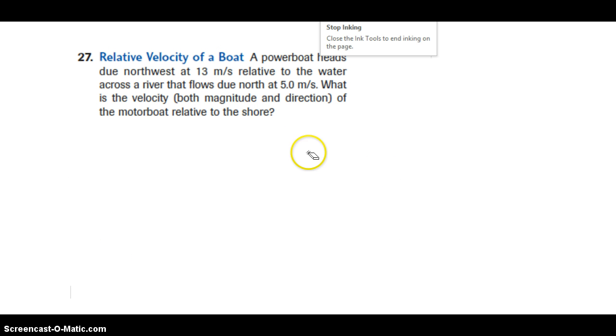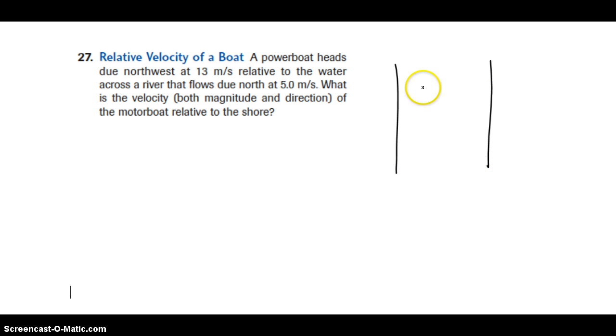Alright, with number 27, we're looking at a powerboat heading northwest at 13 meters per second relative to the water across a river that's flowing due north at 5 meters per second. So we've got the river speed going north at 5, and we have the boat which is traveling due northwest, which is halfway between north and west at 13 meters per second. So we're just going to add these two vectors like we normally would.